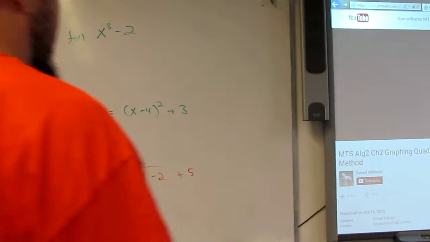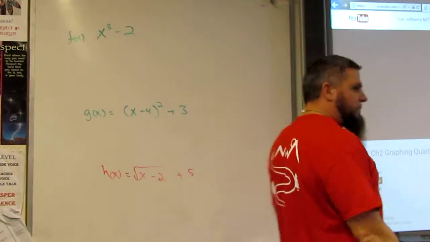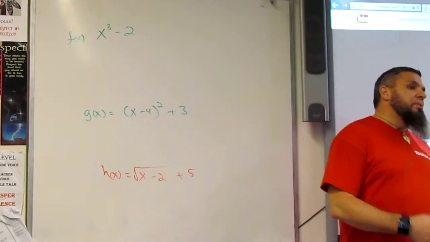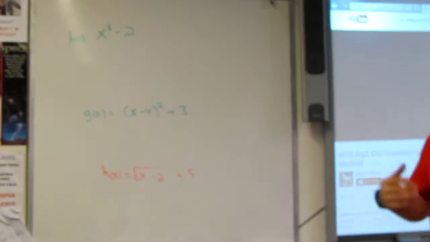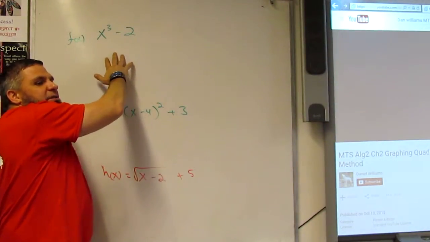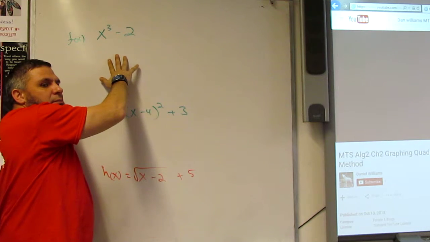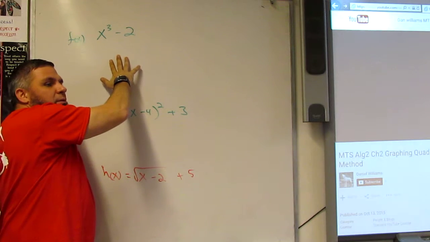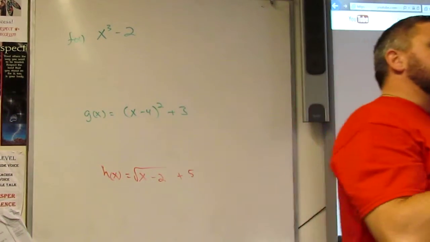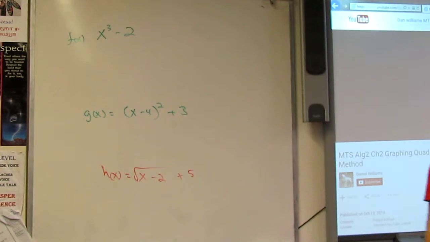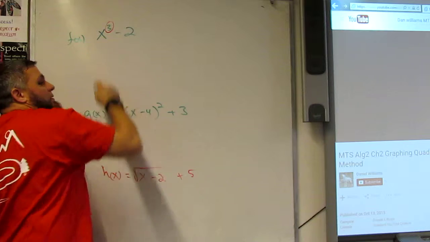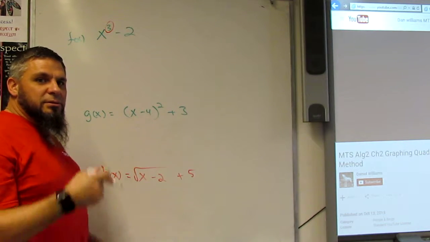Alright, so what we're doing here is we're looking at the vertex formula, but we're working it backwards. First of all, what kind of function is this? Is it a cubic, a quadratic, a square root? It's a cubic, guys. Come on now. It's been a couple weeks.